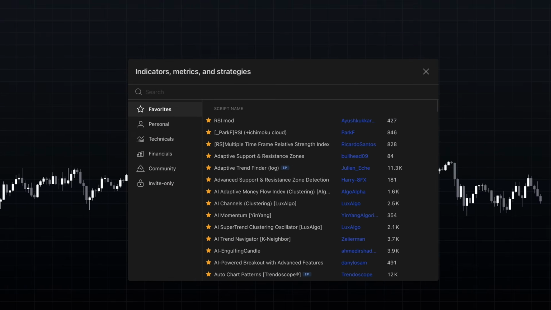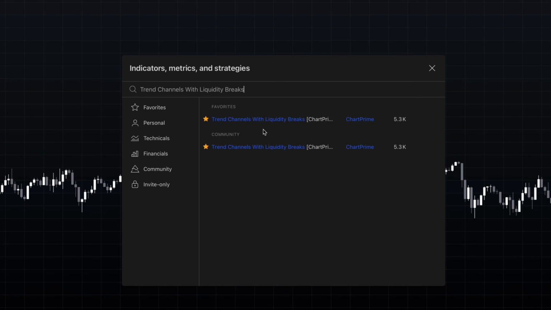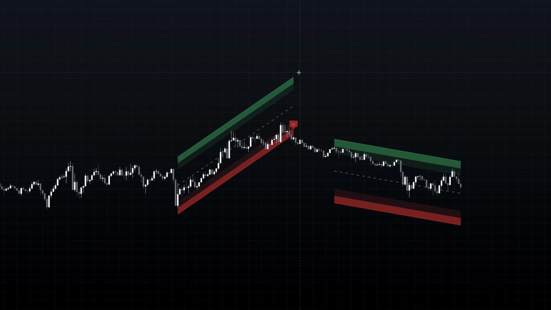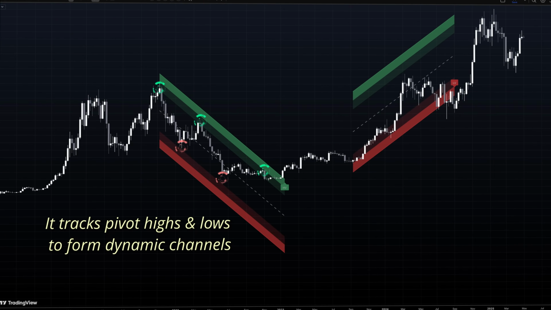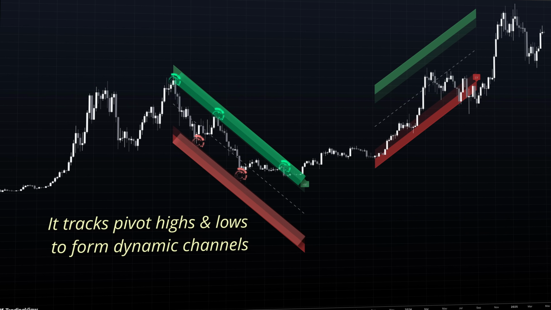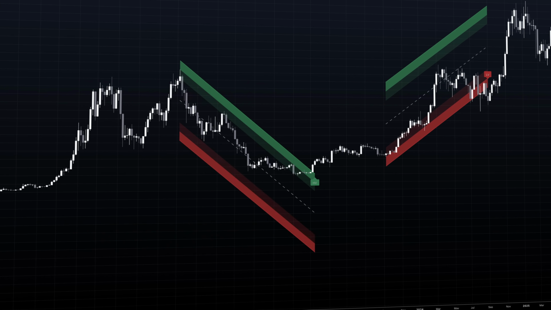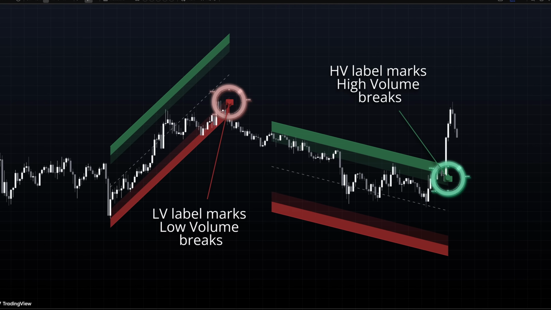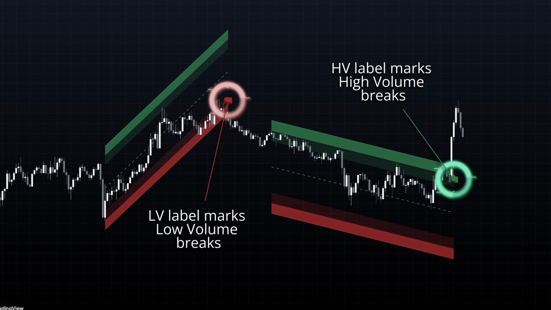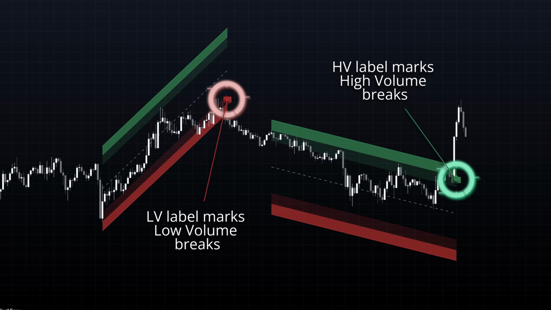The Trend Channels with Liquidity Breaks indicator, created by ChartPrime, identifies and visualizes trend channels in price action while highlighting potential liquidity breakpoints. It works by detecting pivot highs and lows, calculating their slopes, and creating channels with top, center, and bottom lines. When price breaks beyond these channels, the indicator marks these points as potential liquidity breaks, showing whether high or low liquidity was present during the break.